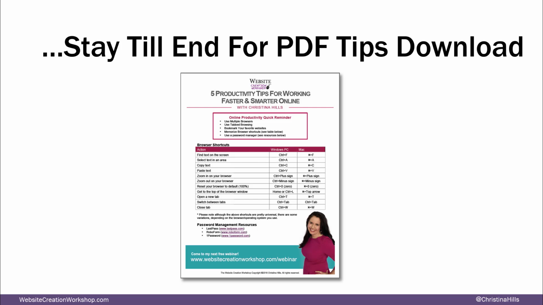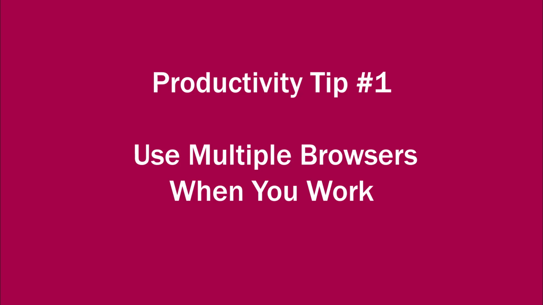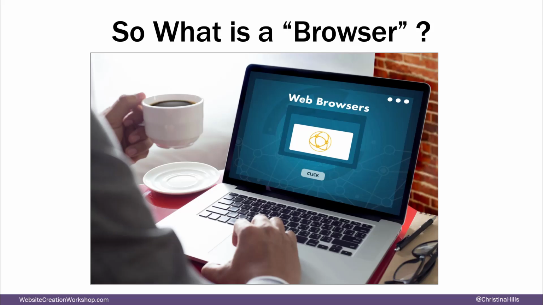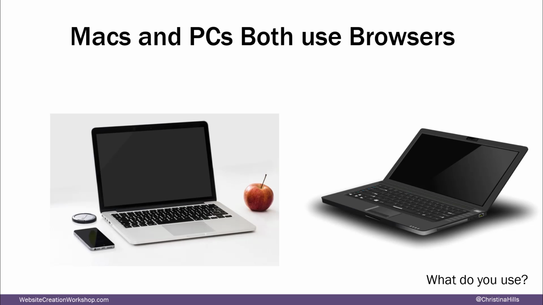All right, so let's go ahead and jump in with productivity tip number 1, which is to use multiple browsers when you work. All right, so what is a browser? A browser is how you connect to the internet. When you open up your laptop or your desktop, you use a browser to get around, and not everybody actually knows that. Both Macs and PCs use browsers. So what do you use? Do you use a Mac or a PC? You can go ahead and write that in the chat.